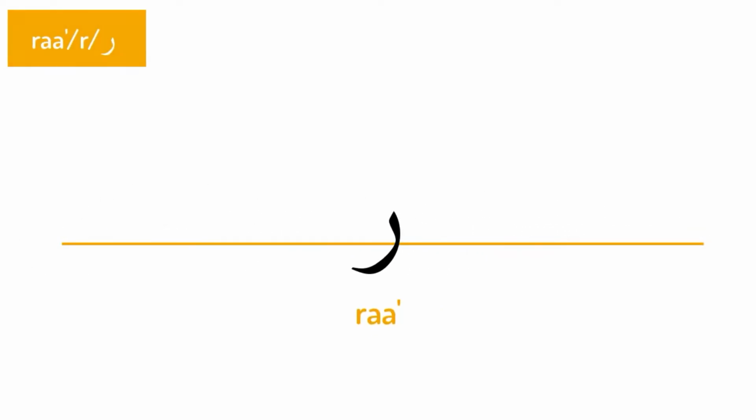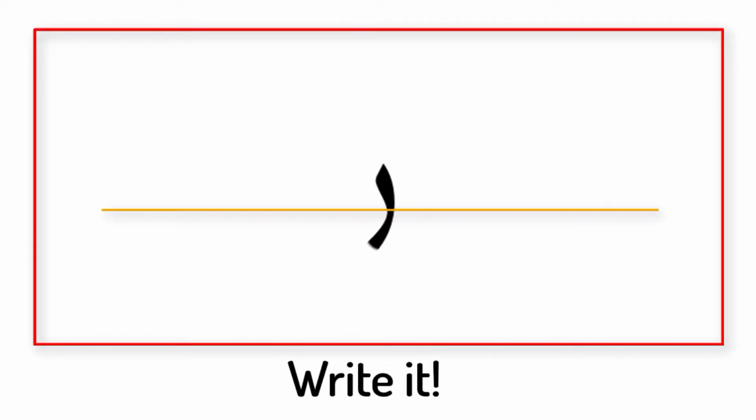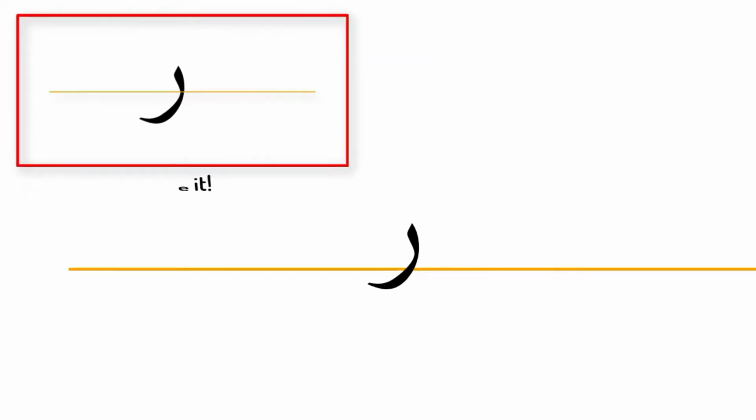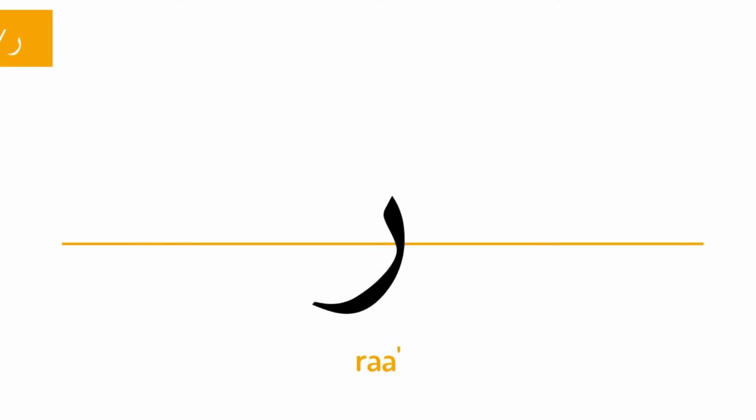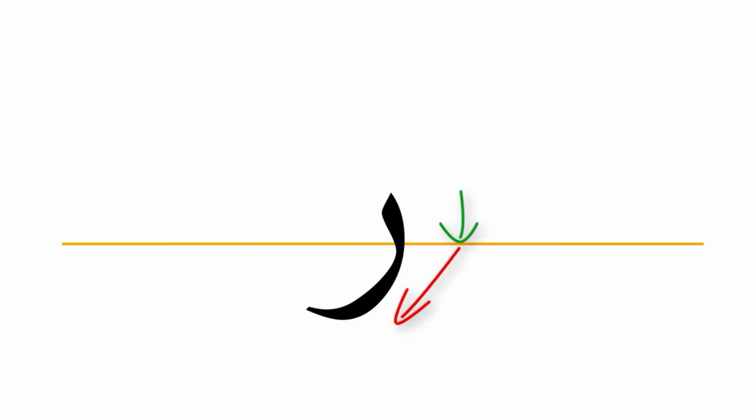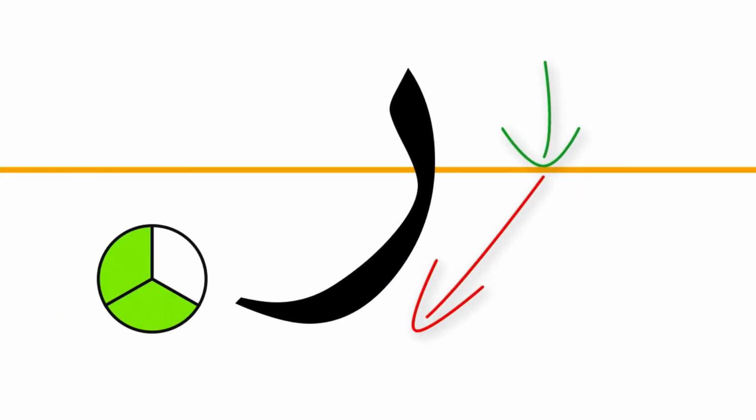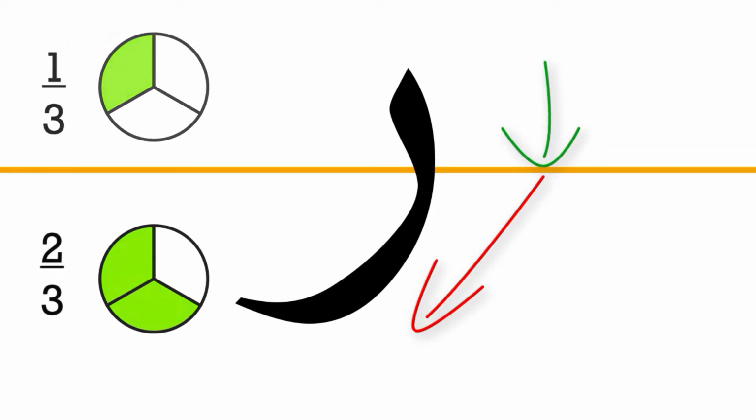The next letter that we have is called Ra. The letter Ra is essentially a curved line that begins above the writing line and curves southwestward below the line. Around two-thirds of the letter hangs below the writing line and one-third remains above.